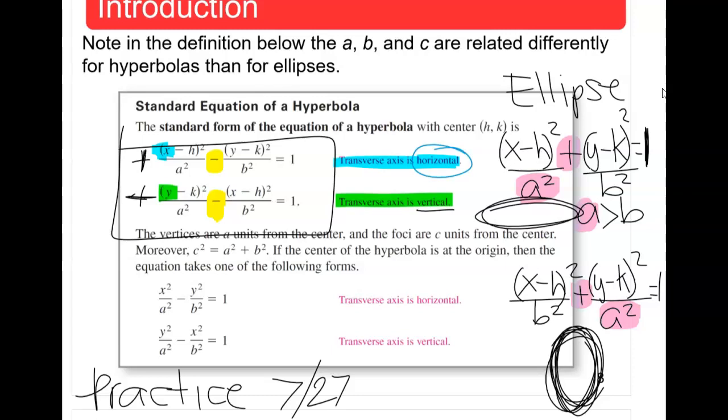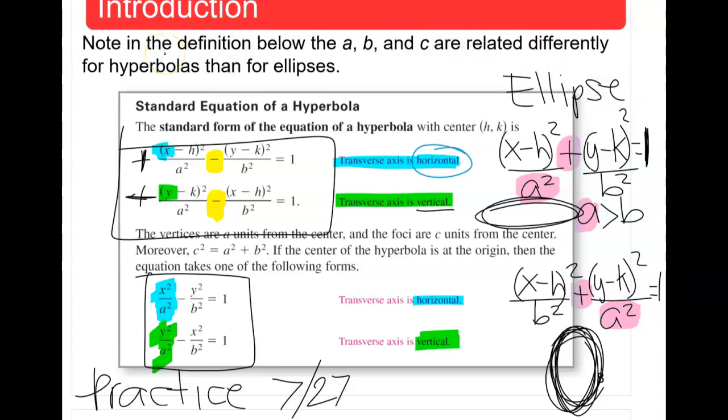Now, if you happen to be lucky and have the center at the origin, then we don't need x and h. We just need to know that they're equal to 0, but here are the equations for it. So again, if it's horizontal, x squared will be the first fraction. And if it is vertical, y squared will be the first fraction.